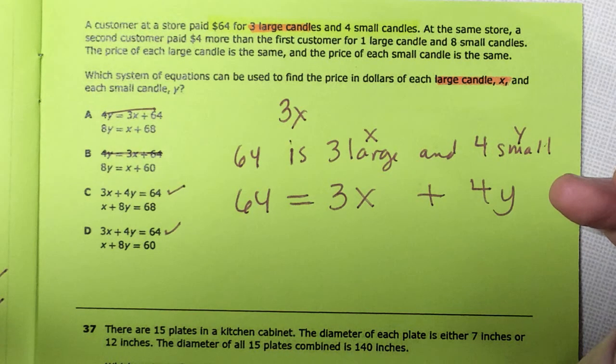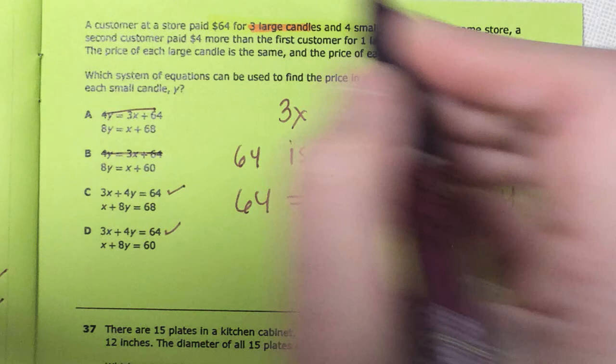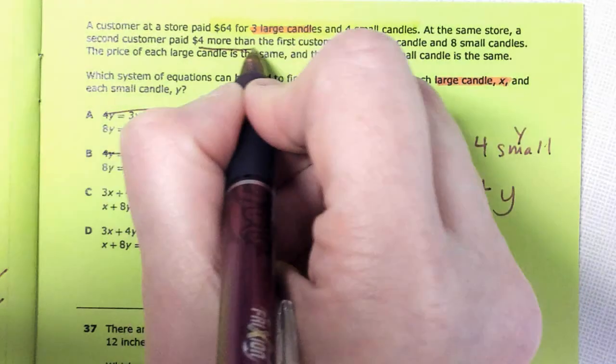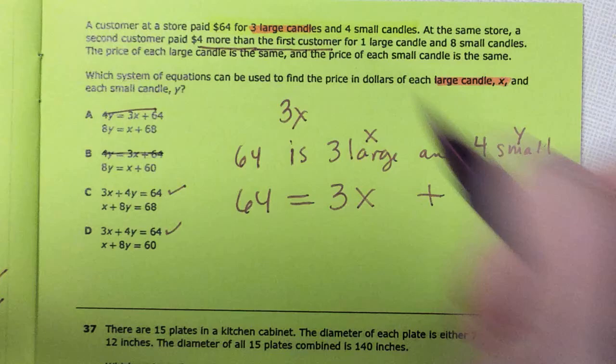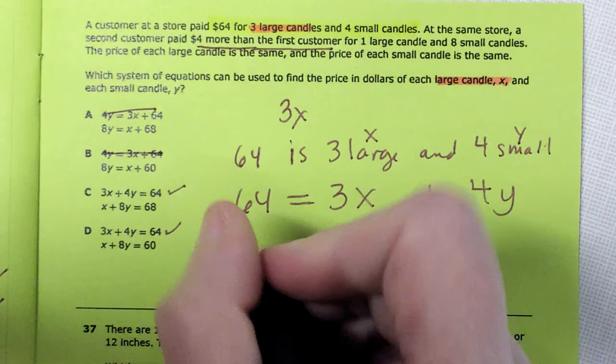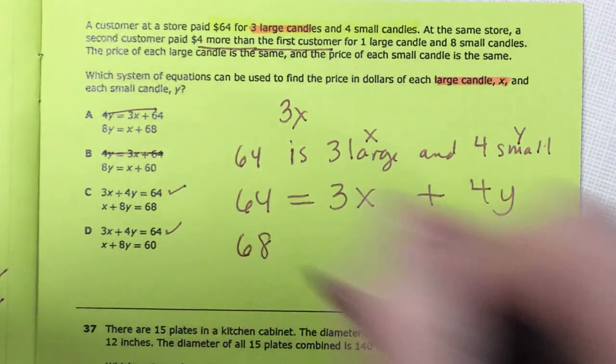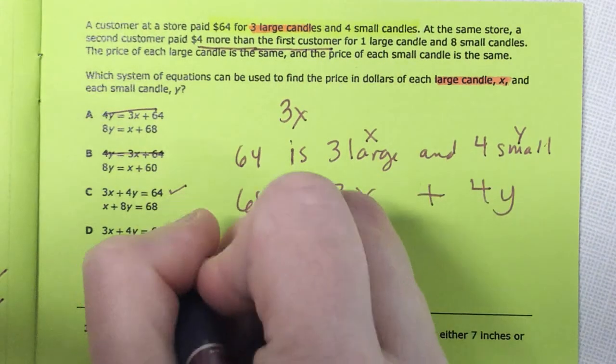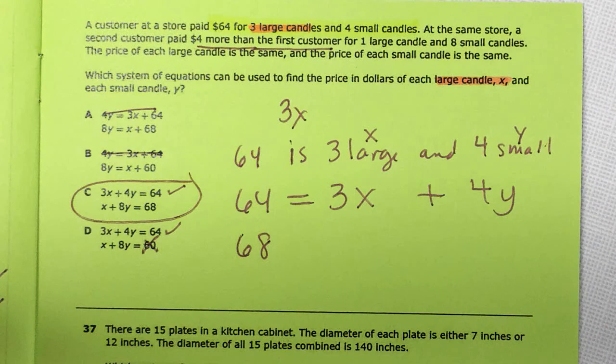Okay, now it says a second customer paid $4 more than the first customer. How much did the first customer pay? So how much did the second customer pay? 68. So it's not D. It's got to be C. All right?